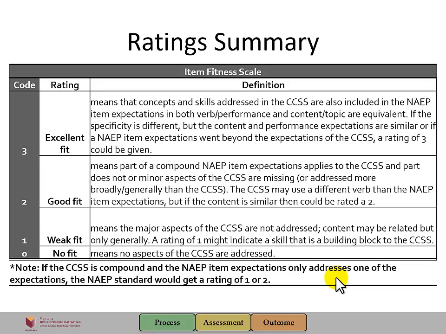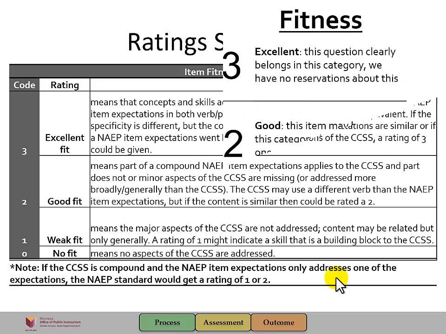For a weak fit, the major aspects of the Common Core are not addressed. Content may be related, but only generally. A rating of a 1 might indicate a skill that is a building block to the Common Core standards. If a 0 or no fit is given, this means no aspects of the Common Core are addressed. Please note, if the Common Core standard is a compound and the NAEP item expectations only address one of the expectations, the NAEP standard would get a rating of a 1 or a 2.